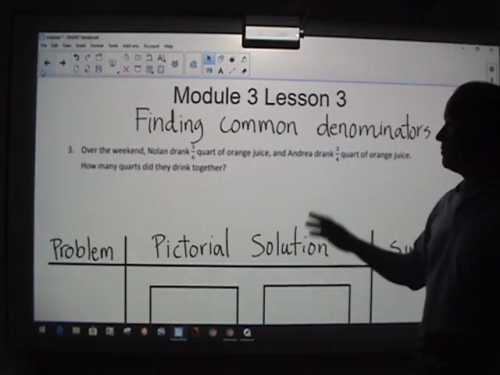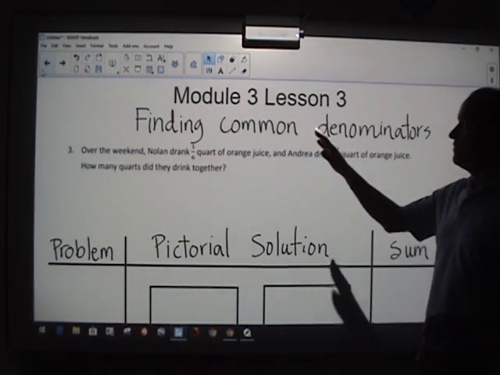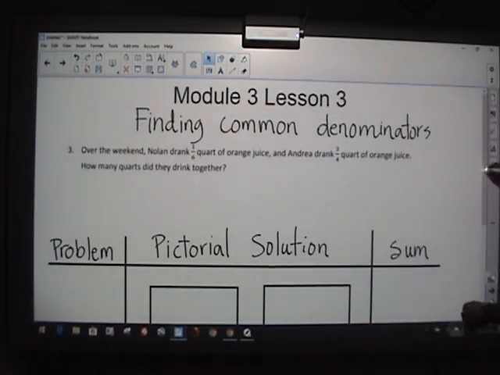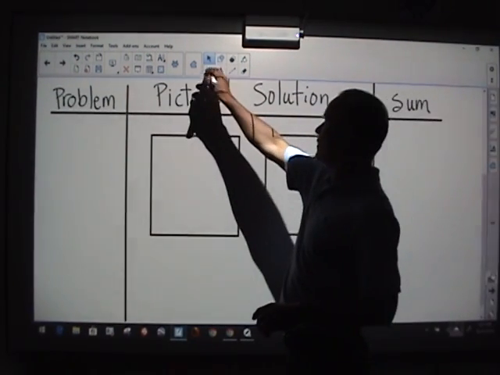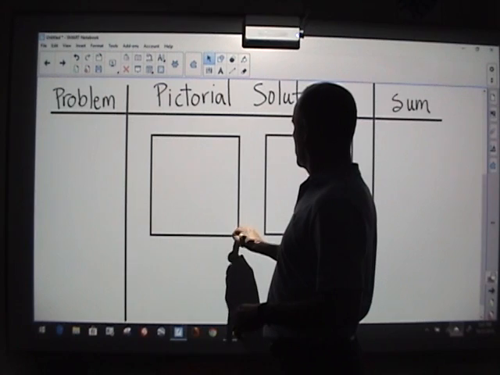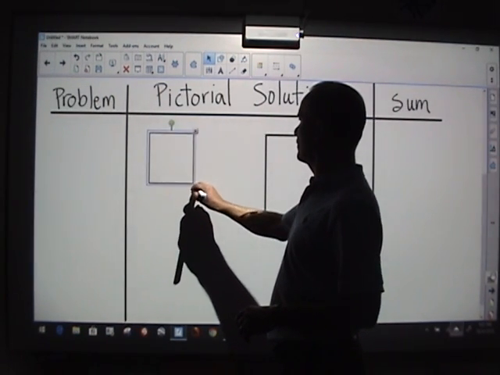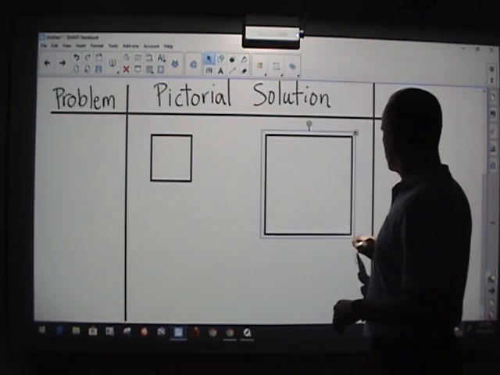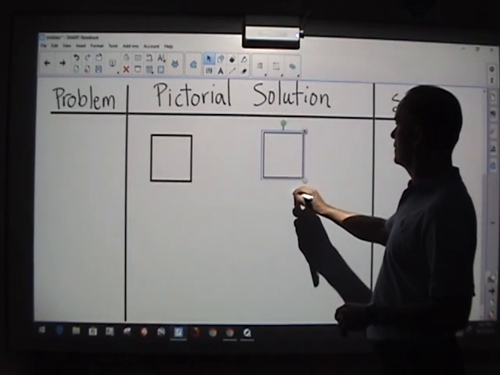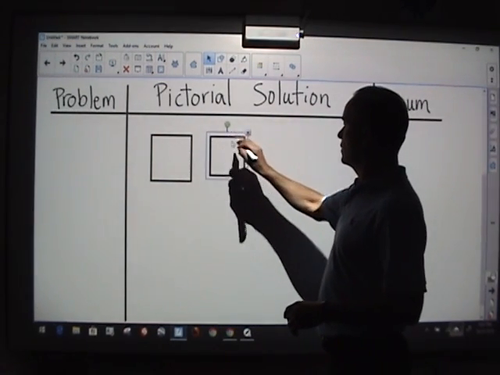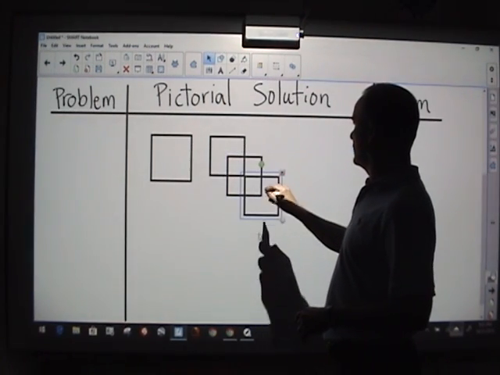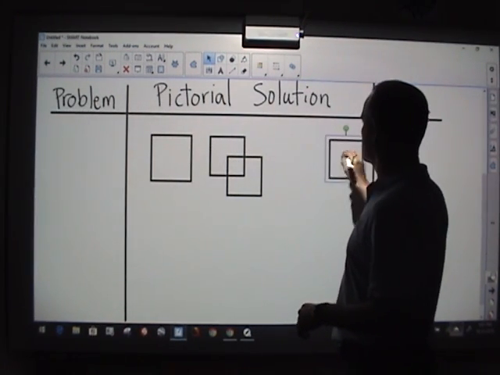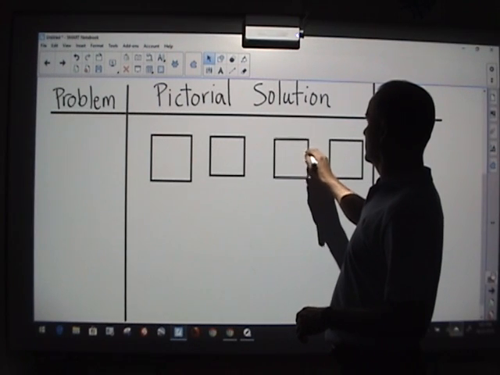This is part 2 of module 3 lesson 3. We're gonna find common denominators again, and we're gonna probably follow the same solution. The only thing I forgot to do on this one is to resize my shapes, but it's okay, we can do that quickly. And look, I'm gonna clone it once, clone it twice. So now I can just move this to the side and I have what I need.